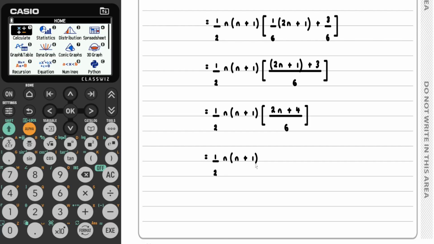So I've got a half n times (n plus 1), and (2n plus 4)/6 is the same as (n plus 2)/3. And if I factorise out a 1/3 from this term, a third times a half, that's a sixth. So I've got a sixth n times (n plus 1) times (n plus 2), and that is what I wanted to show.